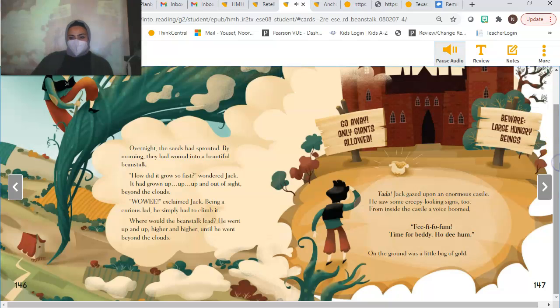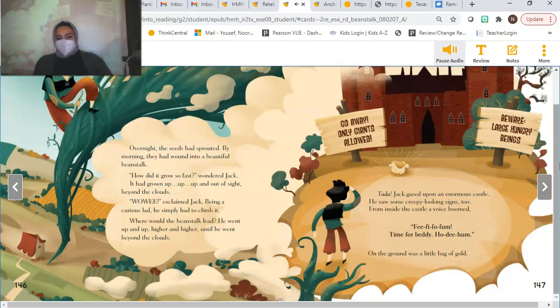Jack gazed upon an enormous castle. He saw some creepy-looking signs, too. From inside the castle, a voice boomed. Fee, fi, fo, fum, time for Betty, hoody hum. On the ground was a little bag of gold.